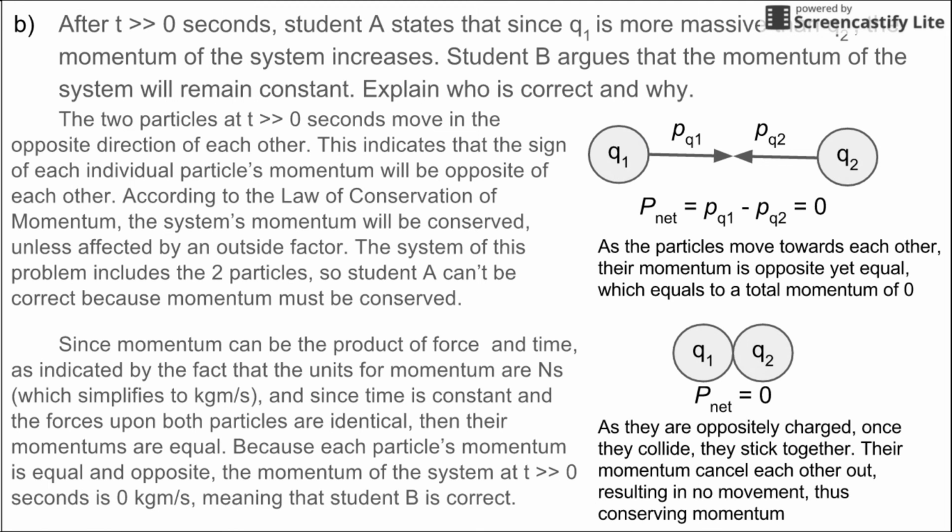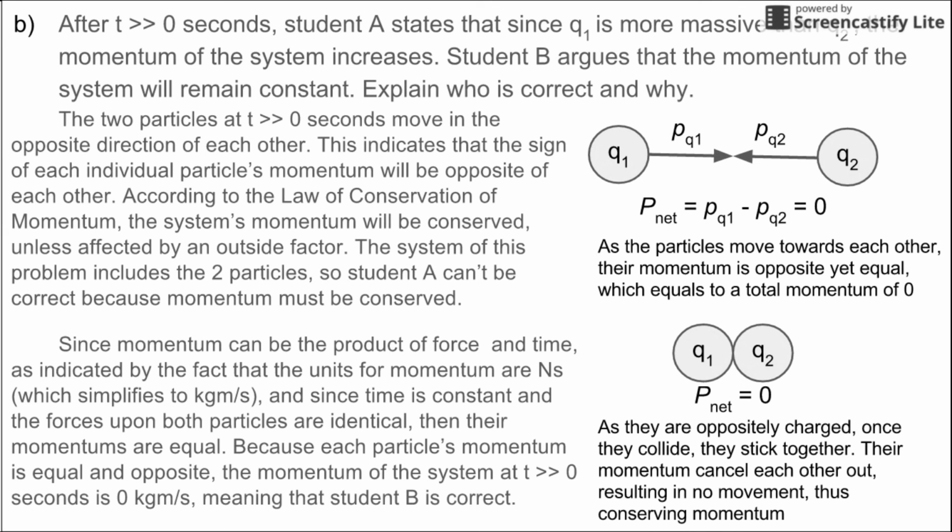The momentum of each particle, as momentum is a component of the force a particle experiences times the time, then since they're both experiencing the same force and it's happening at the same time, their momentum is equal. But because they're at opposite ends, going in different directions, they're equal and opposite. Since the net momentum is the sum of the total momentum of the system, and they're equal and opposite, the net momentum is zero.